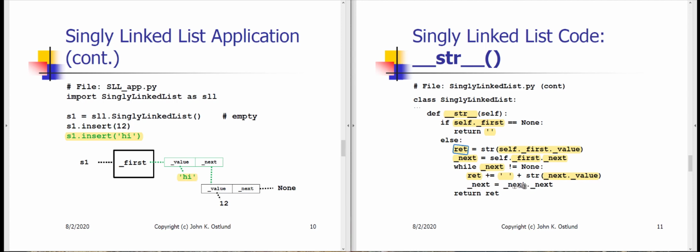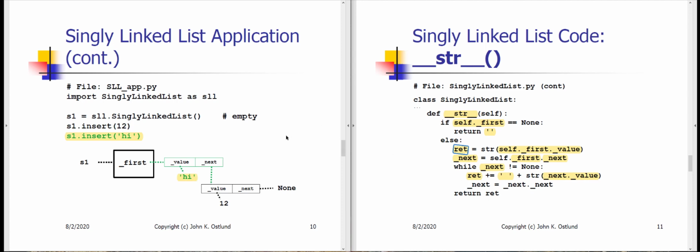Next is reset here. Next is modified to next.next. Well, next.next is None. We have reached the end of our list. This test at the top of the while loop fails. Hence, we drop past the while loop and we find ourselves at return of ret, and that's going to return this string of 5 characters, "hi 12".